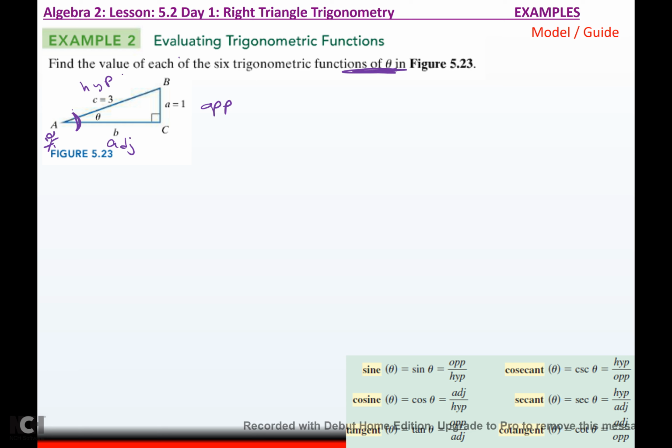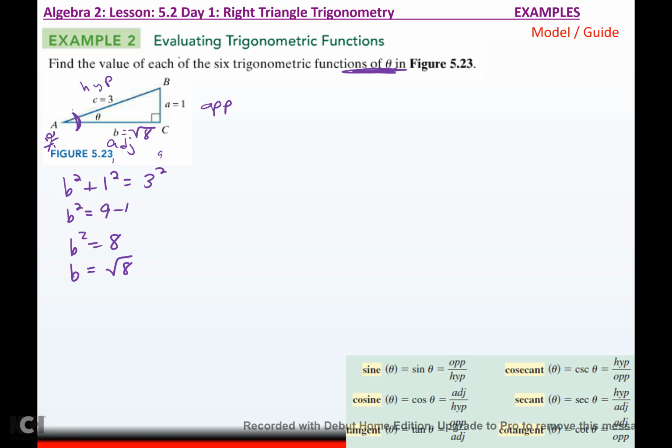Okay, now the problem is if you have to find the value of all 6 trig functions, see how they gave me C and they gave me A, but they didn't give me B? I gotta have that third side. So we use the Pythagorean theorem to figure out the missing side. So I have leg squared plus leg squared equals hypotenuse squared. So that would give me b squared equals 9, take away 1, because this is 9, this is 1, subtract 1. So b squared equals 8. So b equals the square root of 8. Plus or minus, except for you don't have a negative length if you're talking about an actual shape.